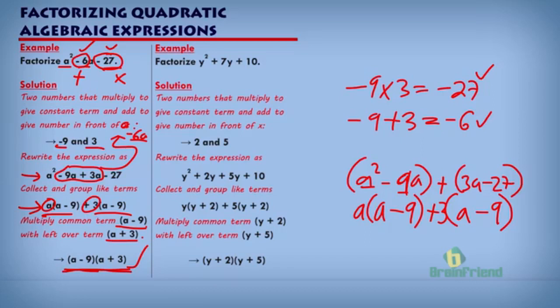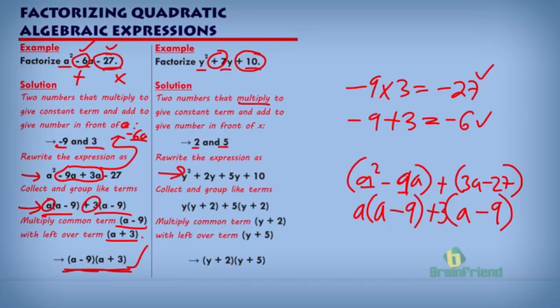Let's take another example. Factorize y squared plus 7y plus 10. Again, we follow the same process. We find two numbers that when we multiply them should give us plus 10, and when we add them, should give us plus 7. Those numbers are 2 and 5. 2 times 5 will give us 10. 2 plus 5 will give us 7. So we write our expression, therefore, as y squared plus 2y plus 5y plus 10.